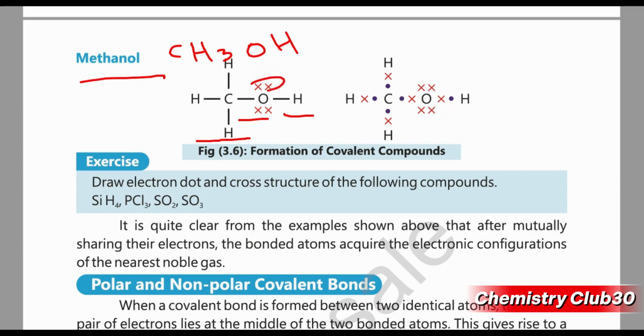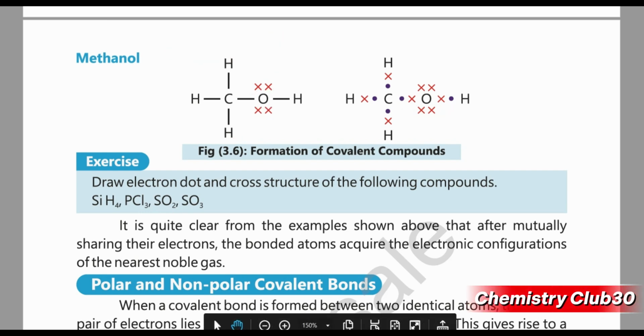Oxygen also has two lone pairs which are not participating in the bond formation, and these are represented above and below the oxygen atom. The electron dot and cross formula is also shown on the right side, which is showing the single covalent bonds that are present in methyl alcohol.